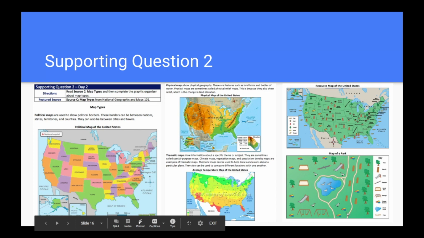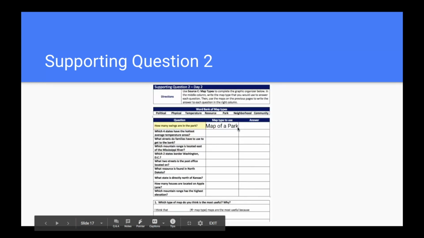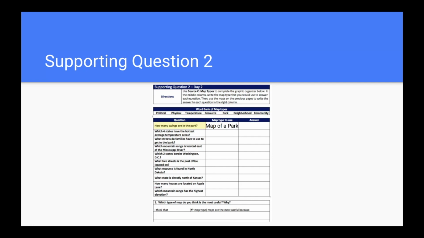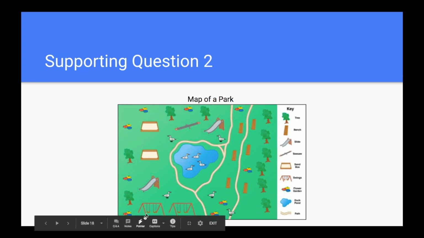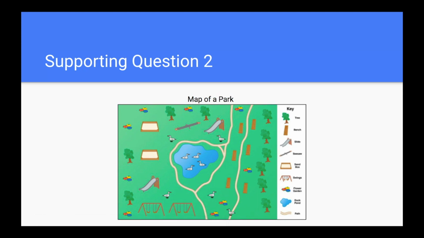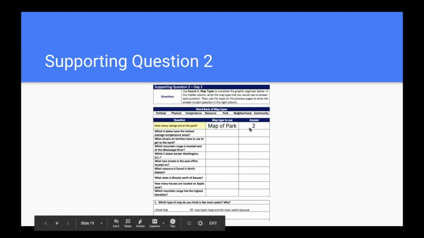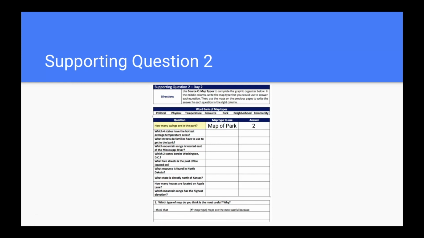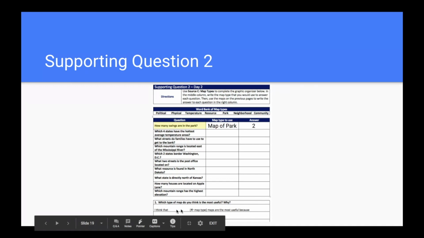I will go back to the worksheet and fill in the first box with the title of that map. Now I need to answer the question, which was, how many swings? I'm going to go back to the park map and look for the swing symbol. Now I will count 1, 2. I will go back to the worksheet and fill in the answer. There were 2 swings in the park. You will do the rest of the sheet on your own. At the end, you will reflect on which map you found to be the most useful using the sentence stems that are provided.